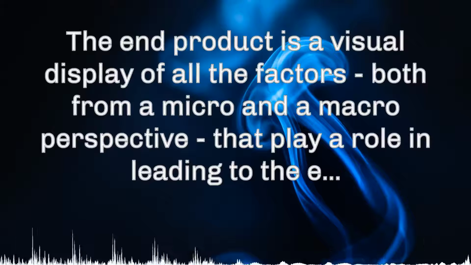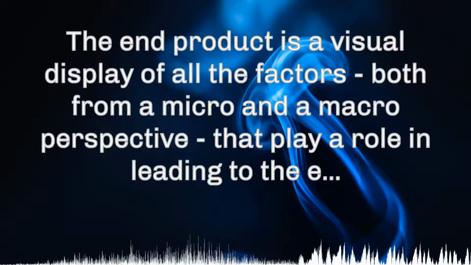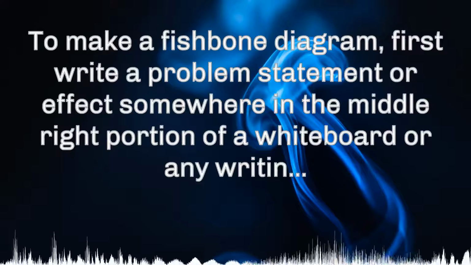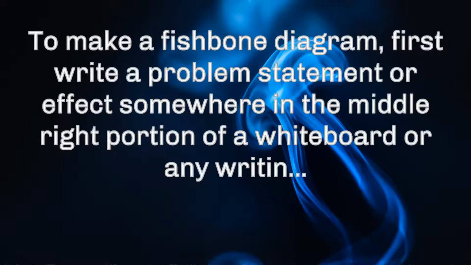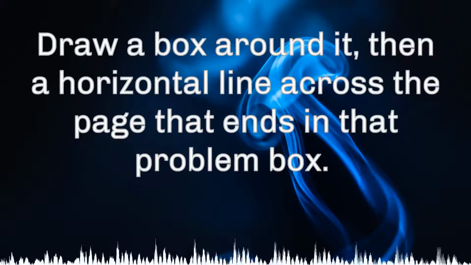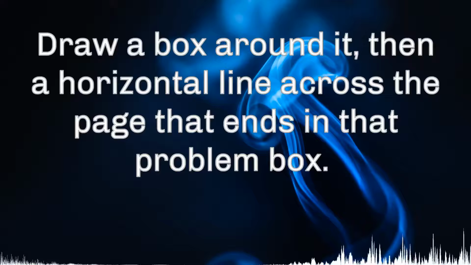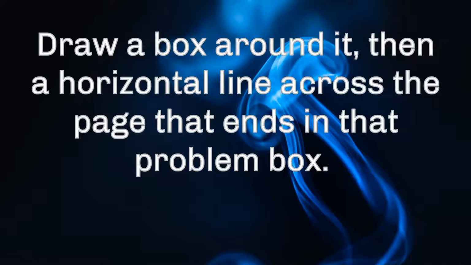The fishbone diagram is so structured that those causes are placed in categories, so you get a more orderly perspective of the entire situation. It's a more organized way of working in reverse from effect to cause, and is a frequently used tool for structuring brainstorming sessions. The end product is a visual display of all the factors, both from a micro and a macro perspective, that play a role in leading to the effect or the problem.